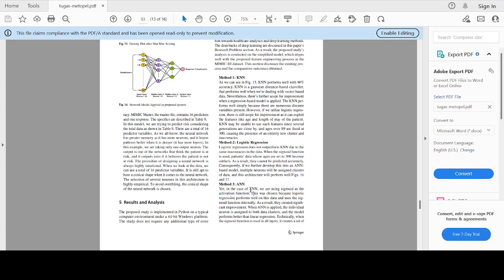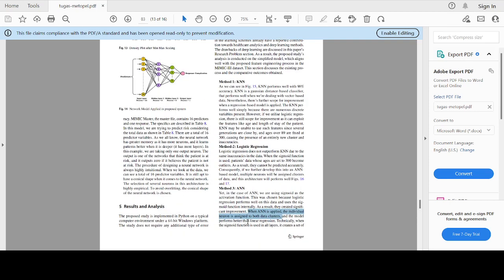But yeah, in ANN there is an activation function. This was chosen because logistic regression performed well on this data and uses the sigmoid function internally. As a result, there is a significant improvement when ANN is applied. The individual neuron is assigned to both data clusters, and the model performs better than linear regression. This is to be expected.